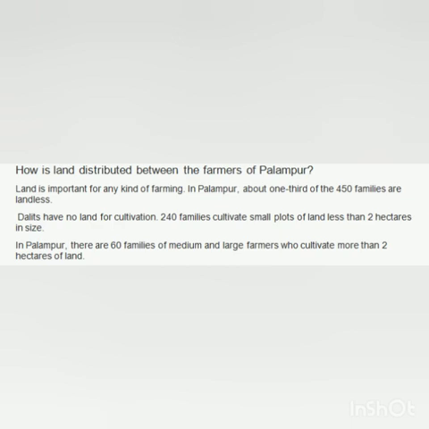Now, how is land distributed between the farmers of Palampur? Land is important for any kind of farming. In Palampur, about one-third of the 450 families are landless. Dalits have no land for cultivation. 240 families cultivate small plots of land less than 2 hectares in size. There are 60 families of medium and large farmers who cultivate more than 2 hectares of land.